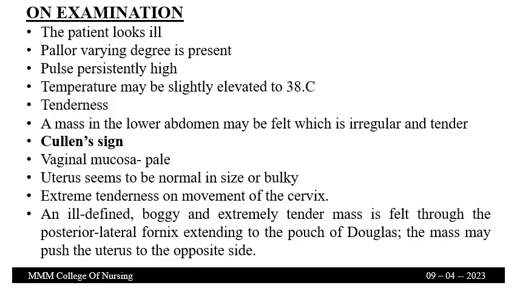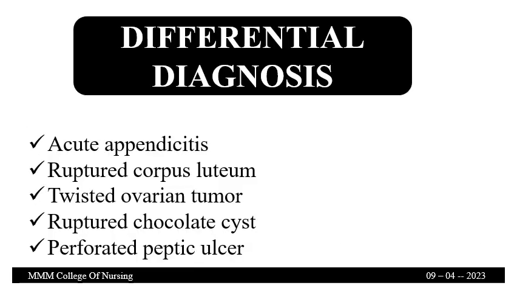A mass in the lower abdomen may be felt which is irregular and tender, which is called Cullen sign. Vaginal mucosa will be pale, uterus seems normal in size or bulky, with extreme tenderness on movement of the cervix. An ill-defined, boggy and extremely tender mass is felt through the posterior lateral fornix extending to the pouch of Douglas. The mass may push the uterus to the opposite side. So these are the findings felt on examination.